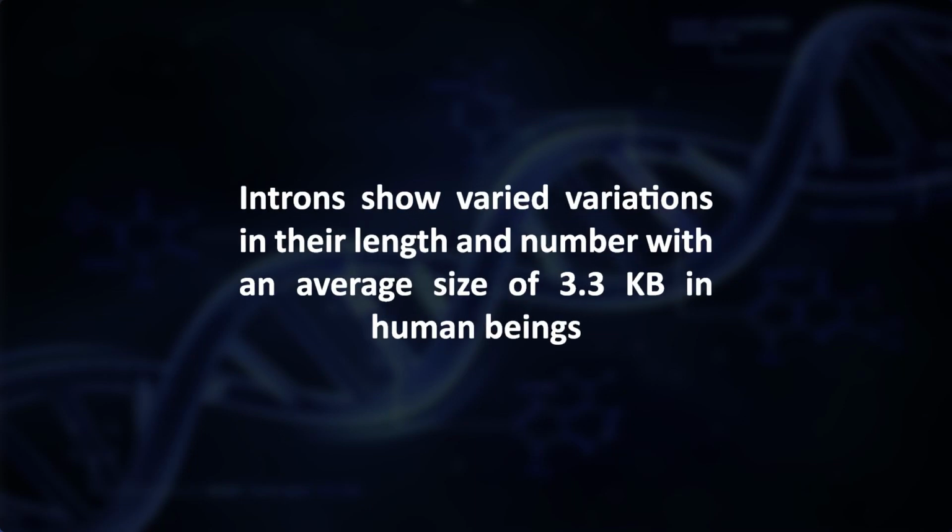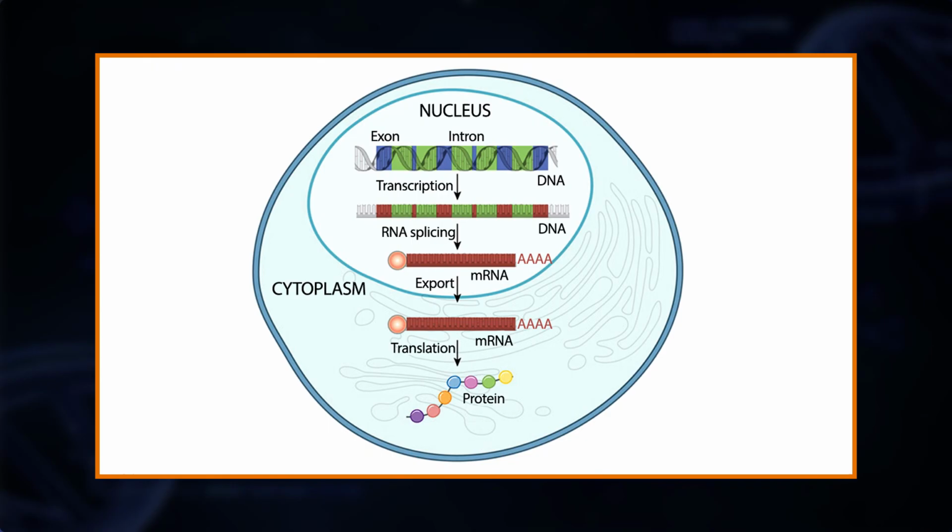Mostly, introns are present in eukaryotes and rarely found in prokaryotes. Introns show wide variations in their length and number, with an average size of 3.3 kb in human beings. In addition to generating functional mRNAs, splicing assists in the export of mRNAs to the cytoplasm.